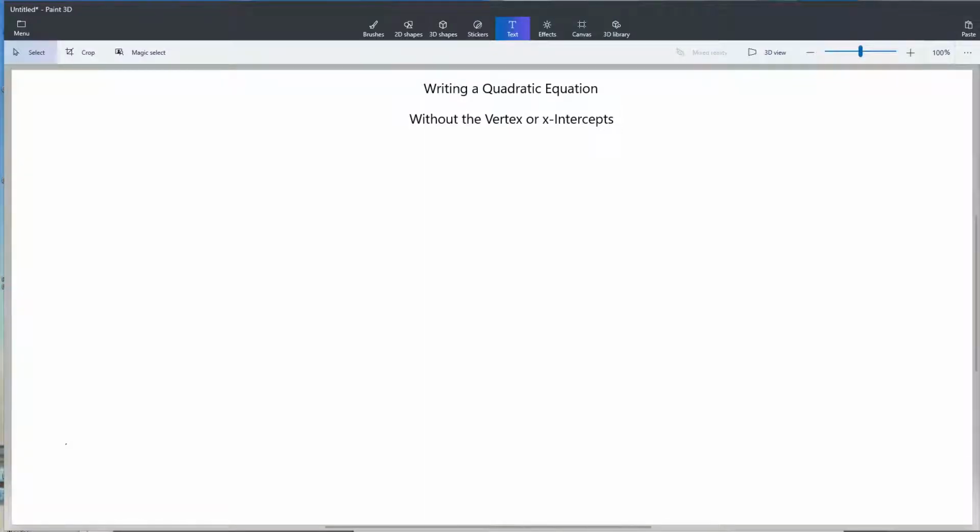Hey everybody, so in this video we're going to talk about how to write a quadratic equation if you don't have the vertex and you don't have the x-intercepts. Okay, so for this method we're going to need standard form. So I want to remind you what the standard form looks like.